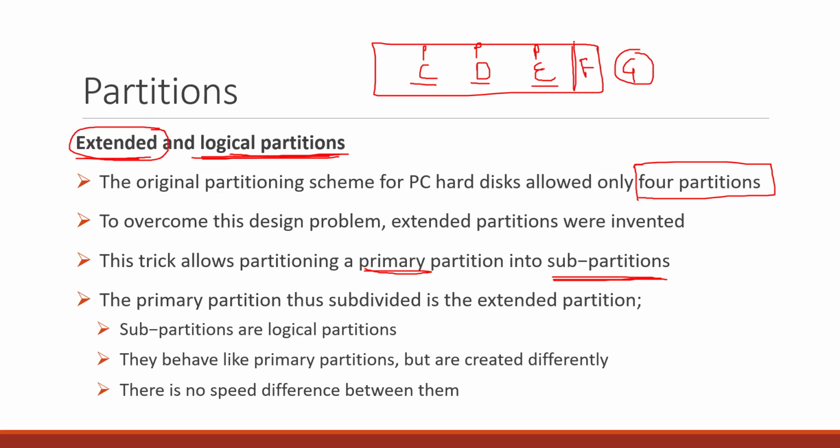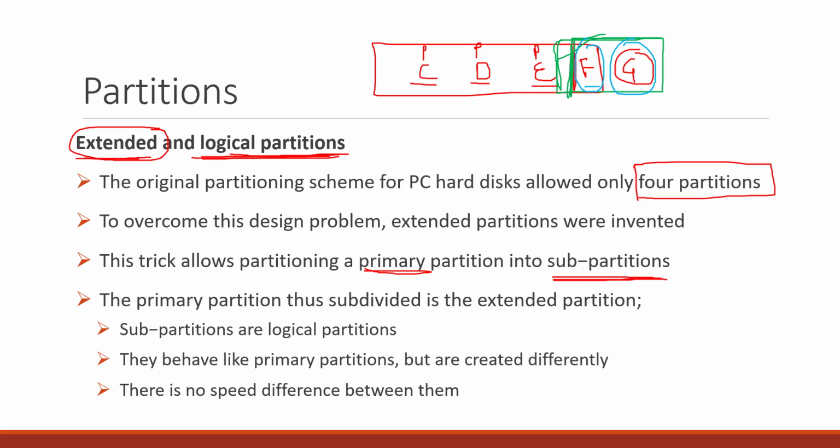So F is now divided into another partition, which is called an extended partition. This partition is now divided into an extended partition like this, and inside this extended partition we have 2 different partitions, which are logical partitions, F and G, right? So these are 2 separate partitions.